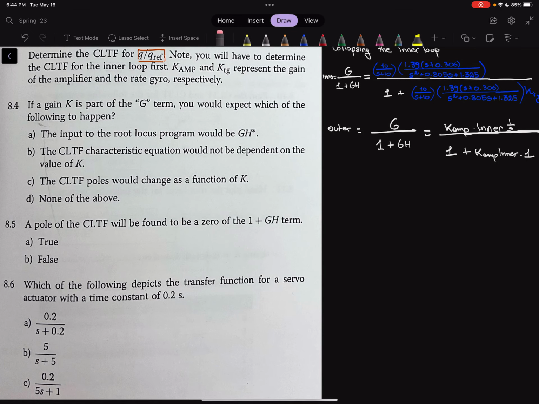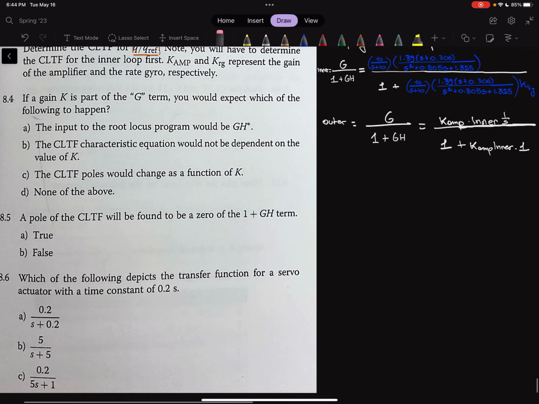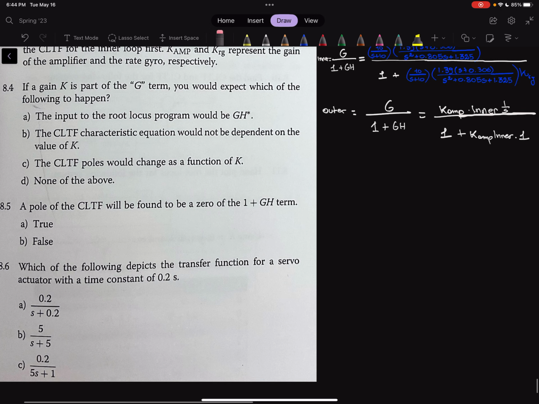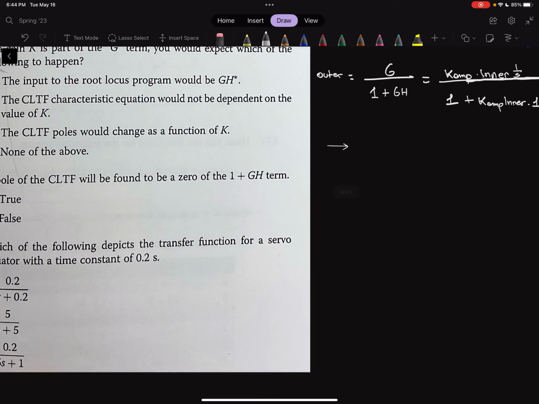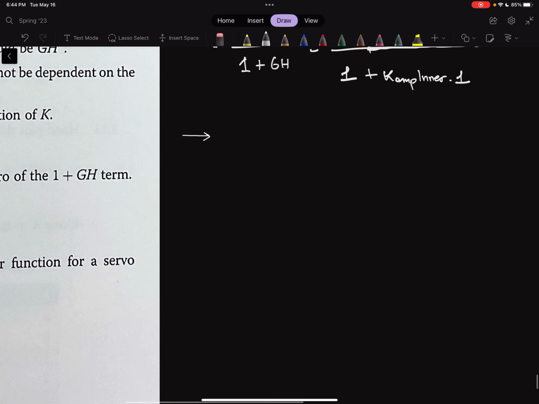If a gain k is part of the g term, you would expect which of the following to happen? What does it mean it's part of the g term? I think what it means, let me think. So let's draw a sketch of a feedback system.